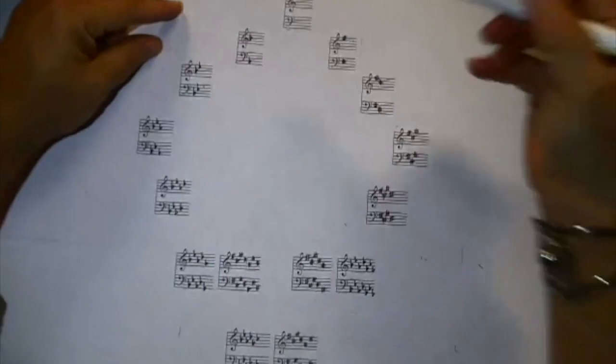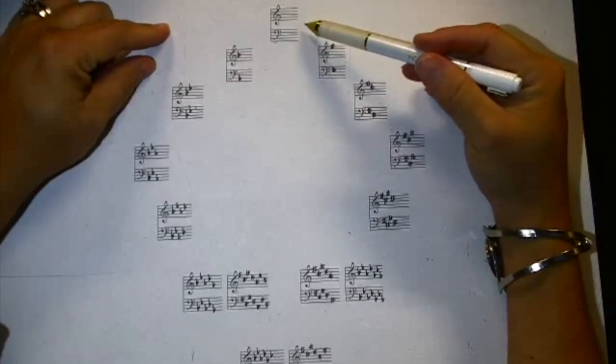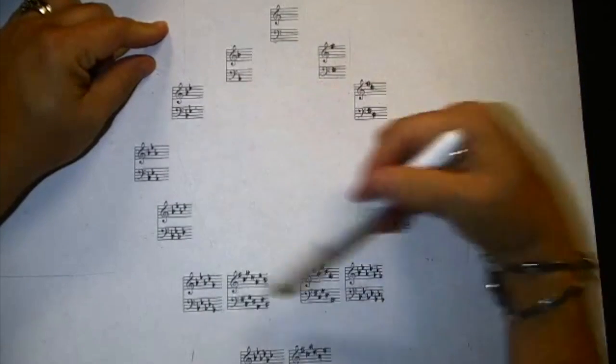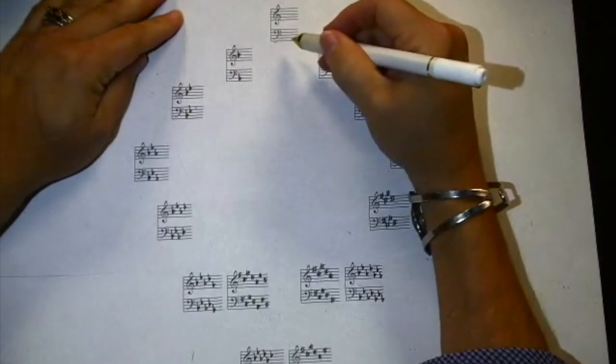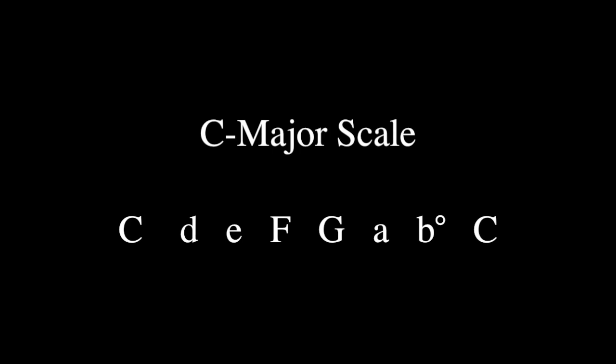So we start again with our circle of fifths, and this time we're going to spell scales. For every major key represented on the circle of fifths, we want to spell 4 scales. I'll start with C. So C, D, E, F, G, A, B diminished, and we're back to C.